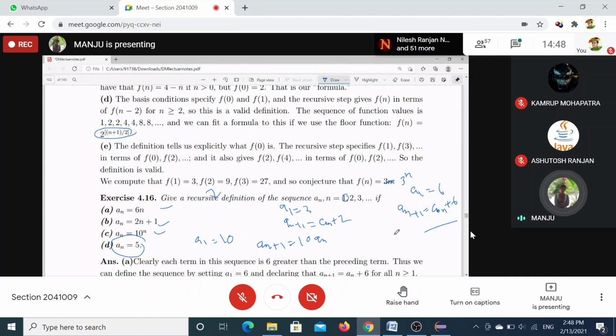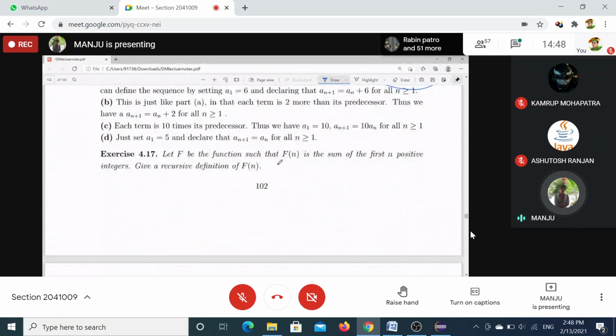Here an is 5. So a1 is 5, a2 is 5, a3 is 5, and so on. An plus 1 will be equal to the last term. Okay? Clear?